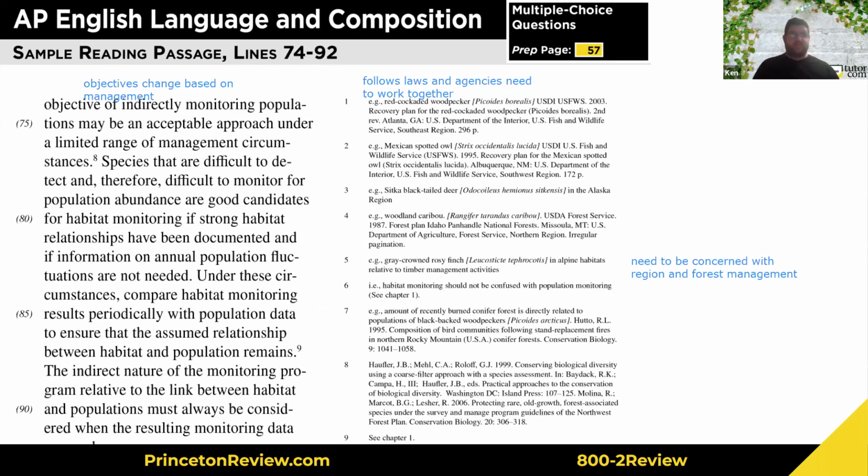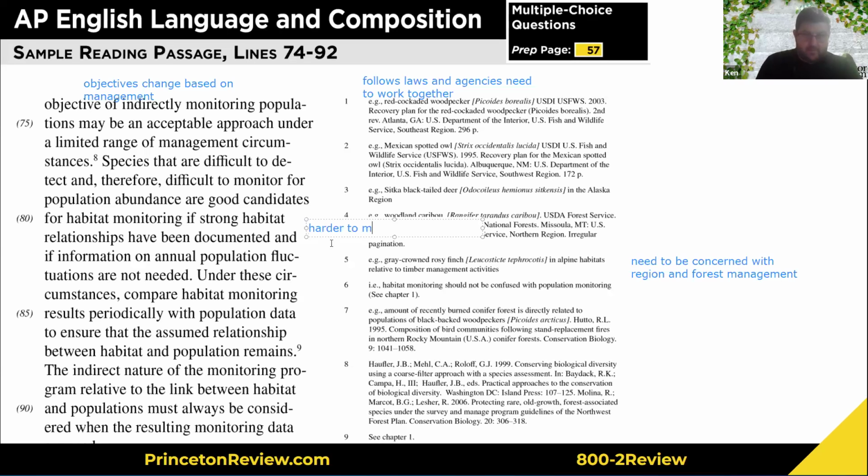Species that are difficult to detect and difficult to monitor are good candidates for habitat monitoring if strong habitat relationships have been documented. So, harder to monitor species may be worth monitoring in the right conditions. And again, I want everyone to feel very, very clear here. We don't have a great understanding of the passage, but we do know the basic point of each paragraph.